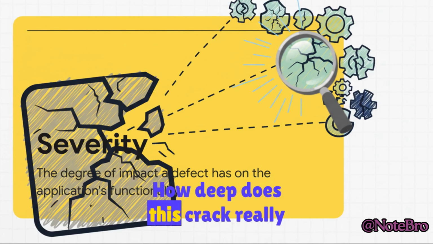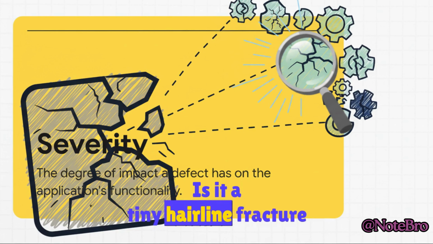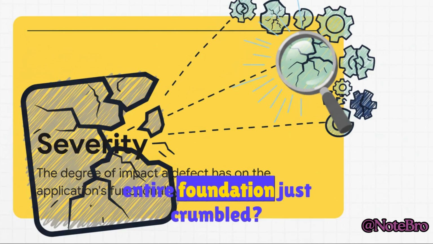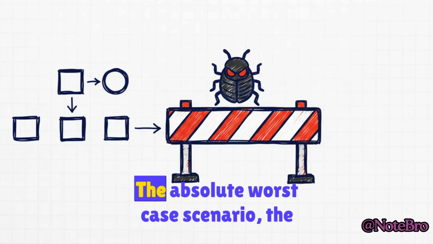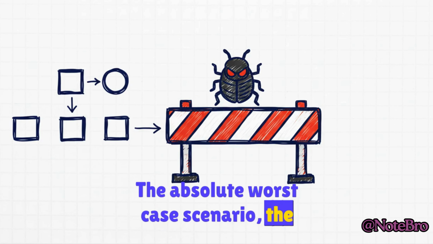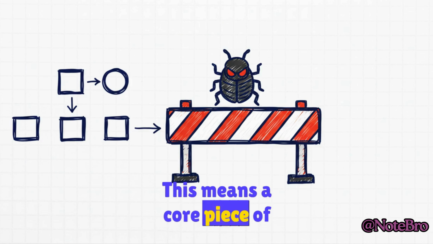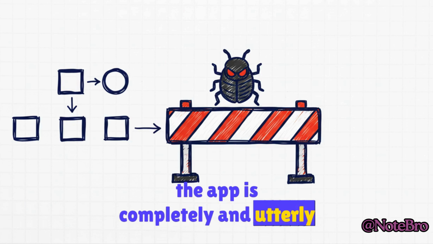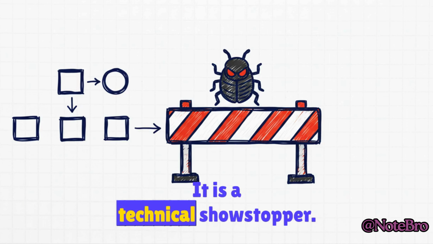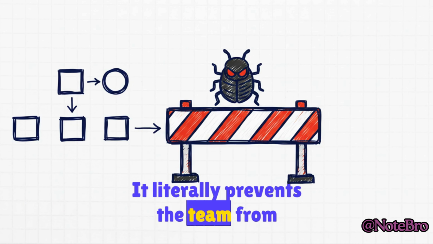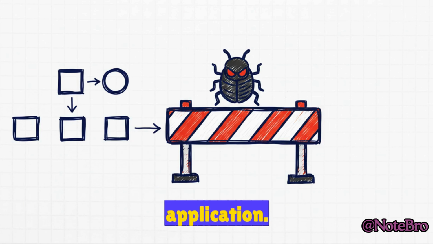How deep does this crack really go? Is it a tiny hairline fracture on the surface, or has the entire foundation just crumbled? The absolute worst-case scenario, the red alert, is a bug with critical severity. This means a core piece of the app is completely and utterly blocked. It is a technical showstopper. It literally prevents the team from even testing the rest of the application.